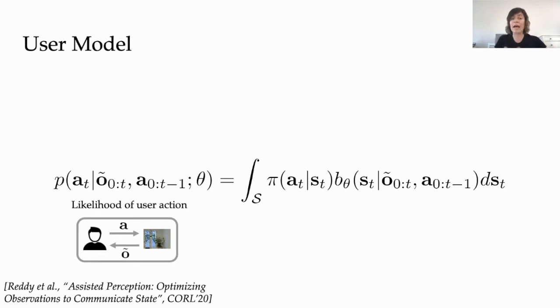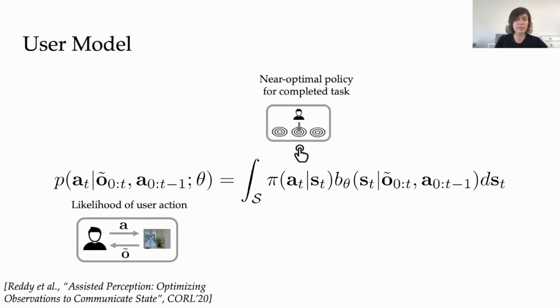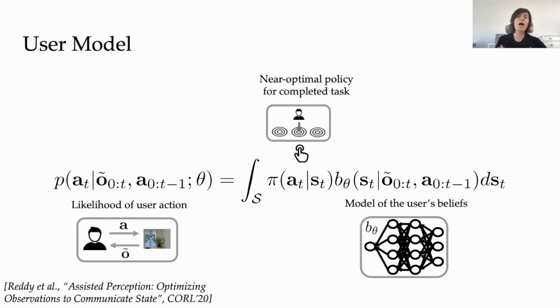of observations and actions so far, by marginalizing out the state, right? So you see this integral over S, and what that does is it helps us break down this likelihood of the user action into two components. First, there's a near optimal policy for the completed task, so A_t given S_t. And then there's a parametric representation of the user's belief estimation process. So that B hat, which we can parameterize however we want, for instance, with a neural network.